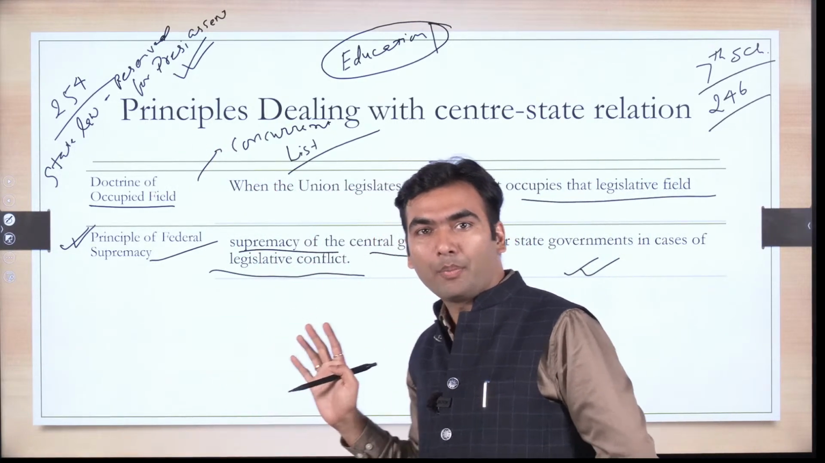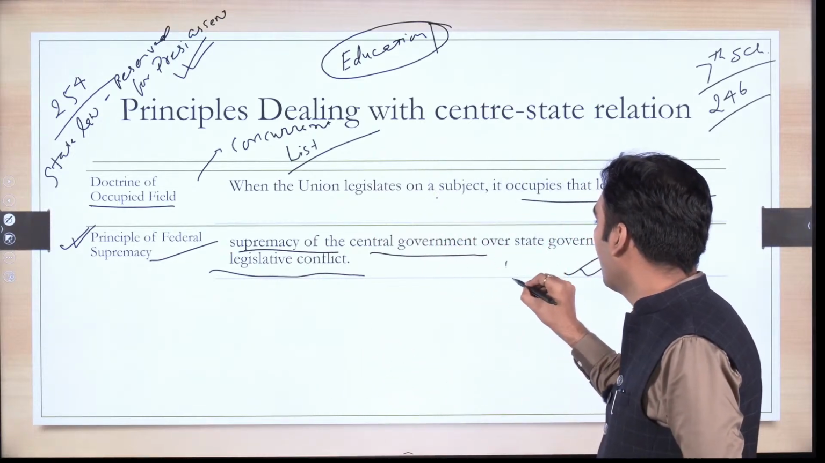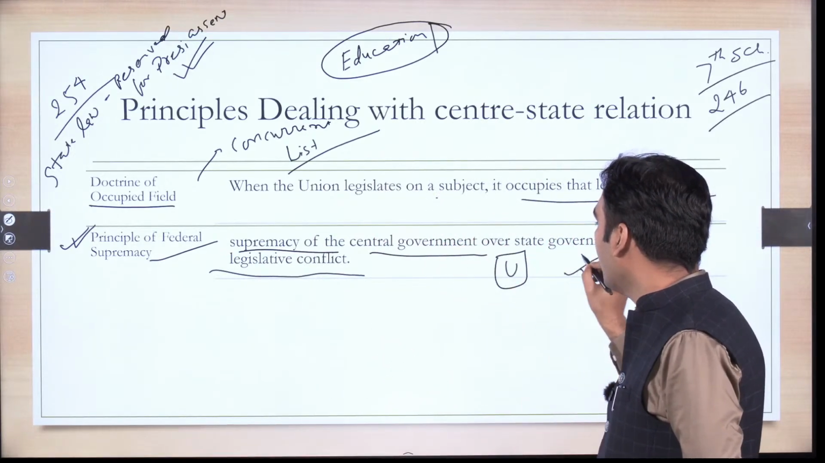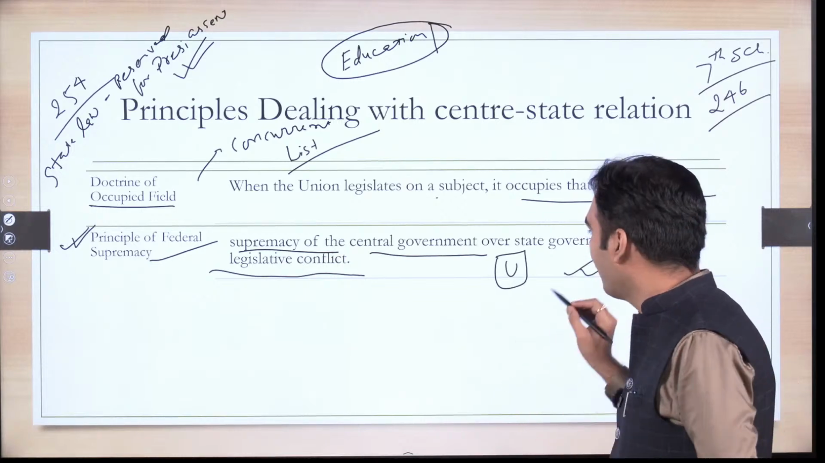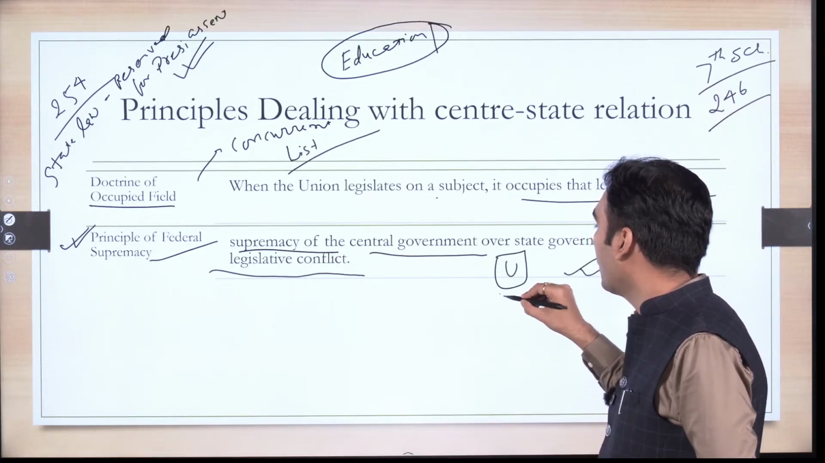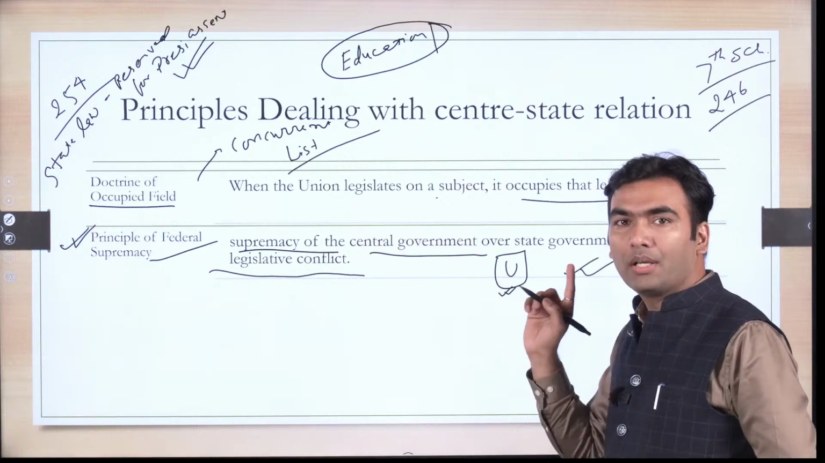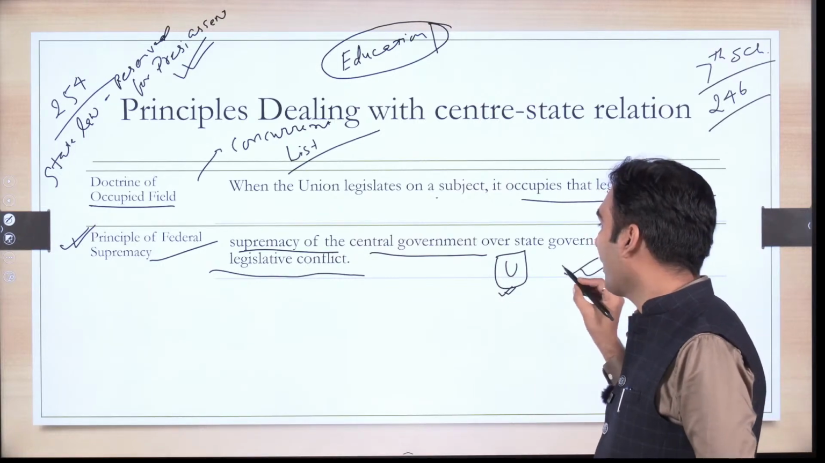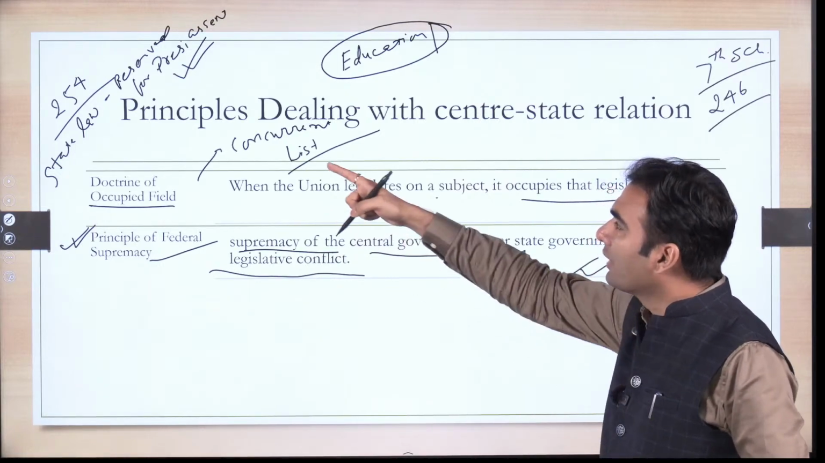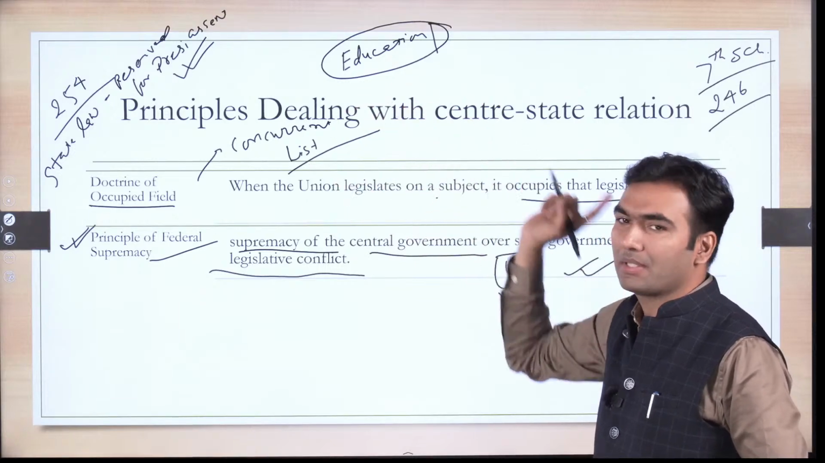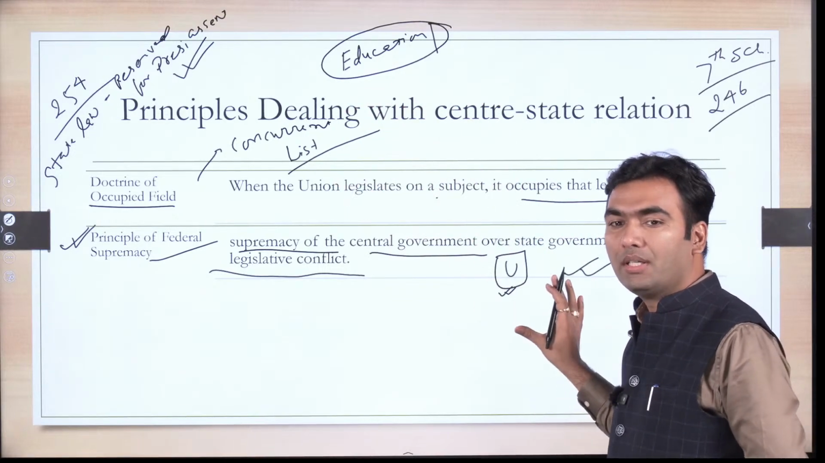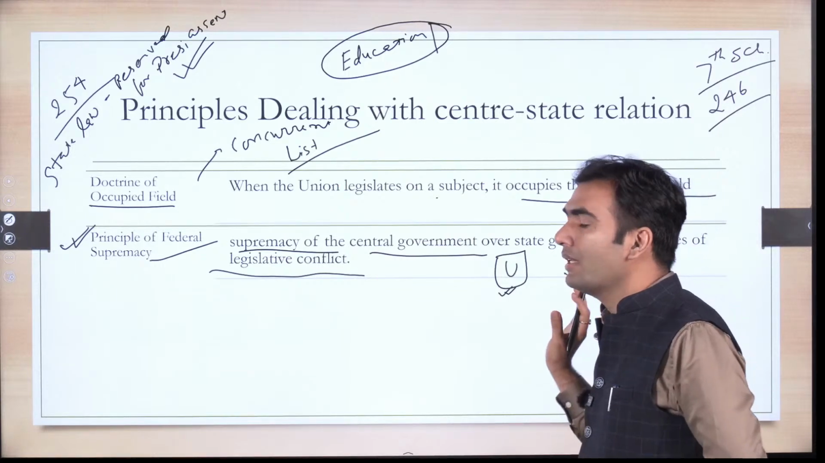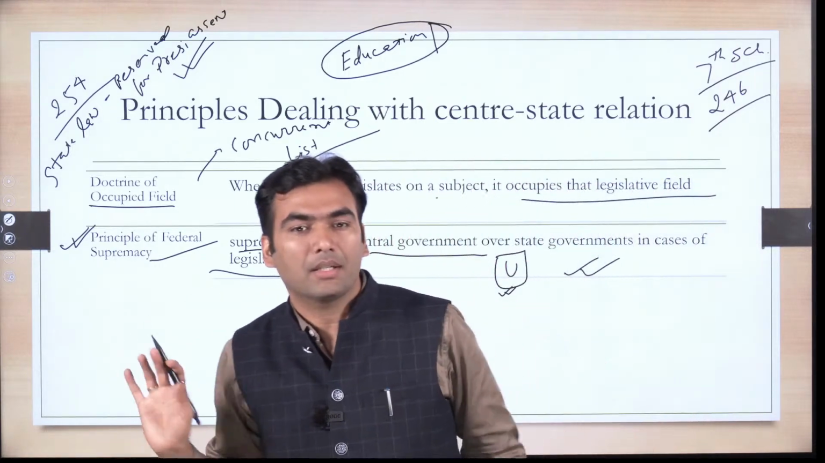Okay, so suppose union had made a law, then a state is also making a law. If both are contradictory, union law will prevail. The only way a state law can survive is that a state law gets the assent of president. Then for that particular state, the state law will prevail. Is it clear?